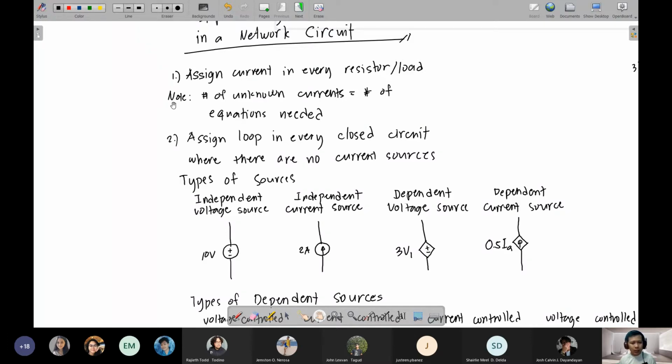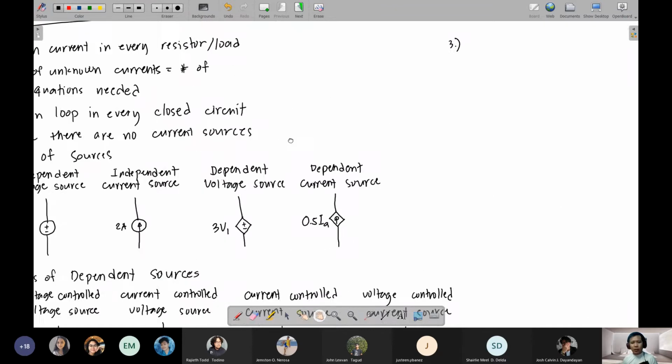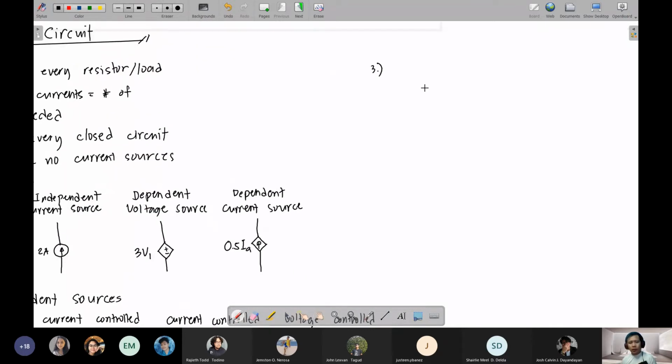Don't worry, you will not be hurt by it. It will not affect the final answer of the circuit or of the problem. Okay, so let's proceed with step number 3. For step number 3, you're now going to apply KVL on the assigned loops.